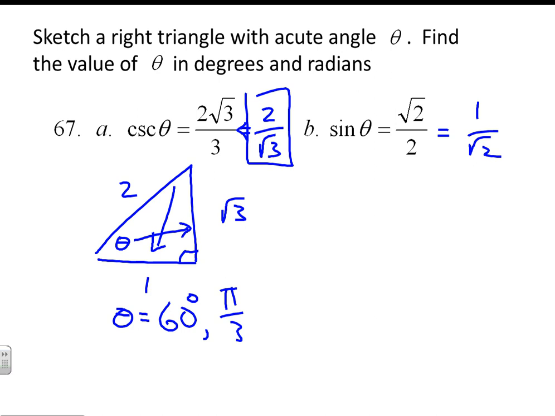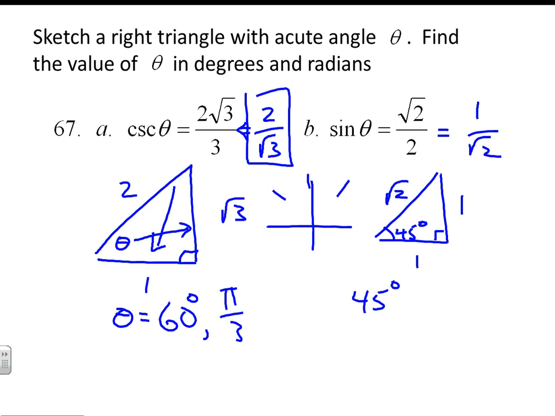Problem 2, sine. Draw the triangle. Sine is y on r, or opposite on hypotenuse. Oh, that makes this a 1. That makes this a 45-45 right triangle. So this is 45 degrees, which, think about it, is just 1, 2, 3, 4 steps to go to pi. So that is pi on 4.